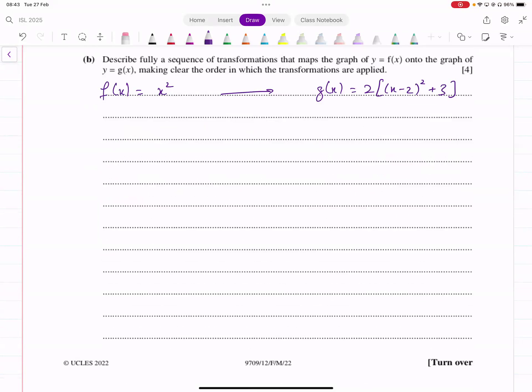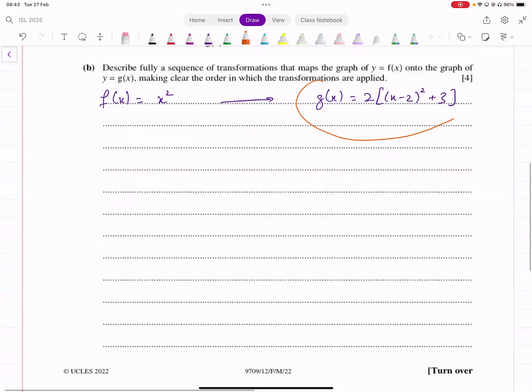ठीक है. अब क्या करें? कैसे डिस्क्राइब करें? कौन सी ट्रांसफॉर्मेशंस हो रही हैं? Before we do any of that, is this the standard form? अगर हम इसको स्टैंडर्ड फॉर्म में कन्वर्ट करें तो वो क्या होगी?